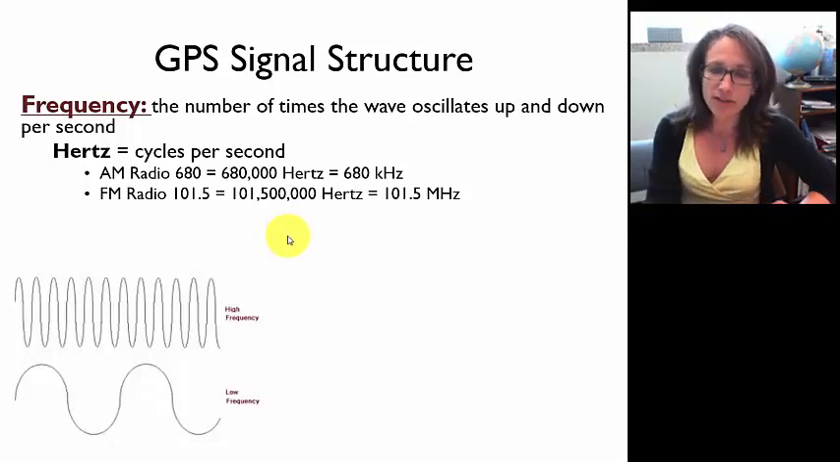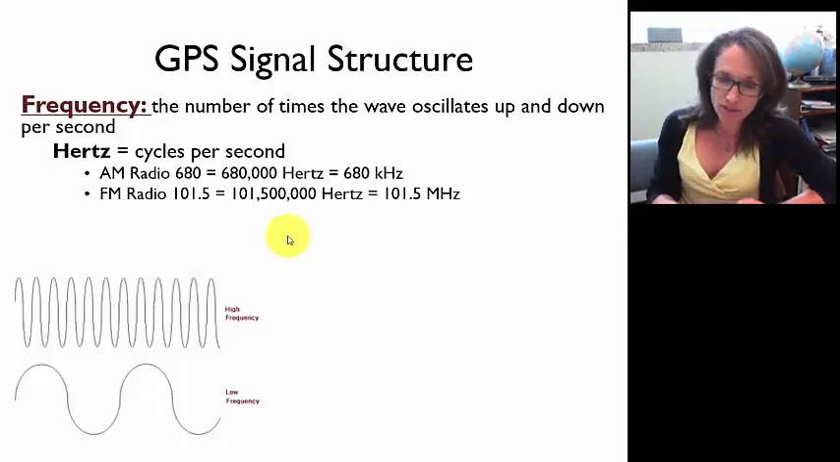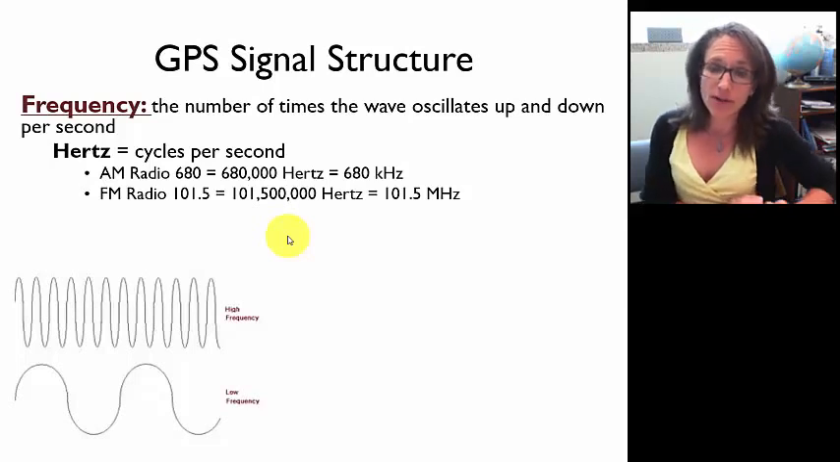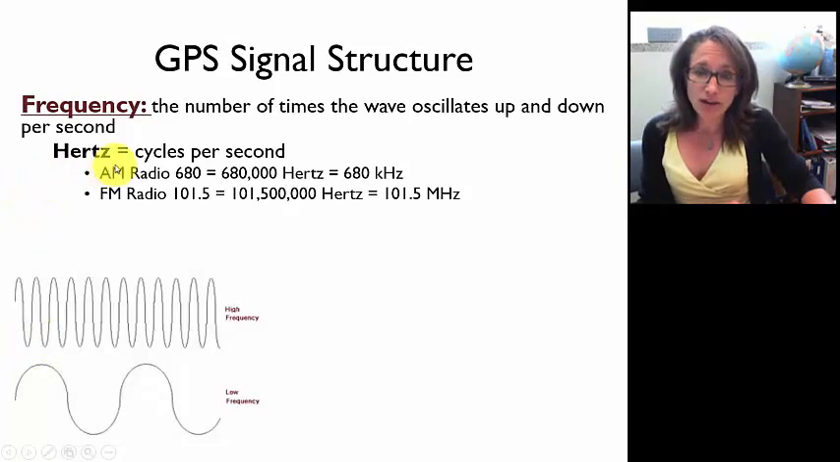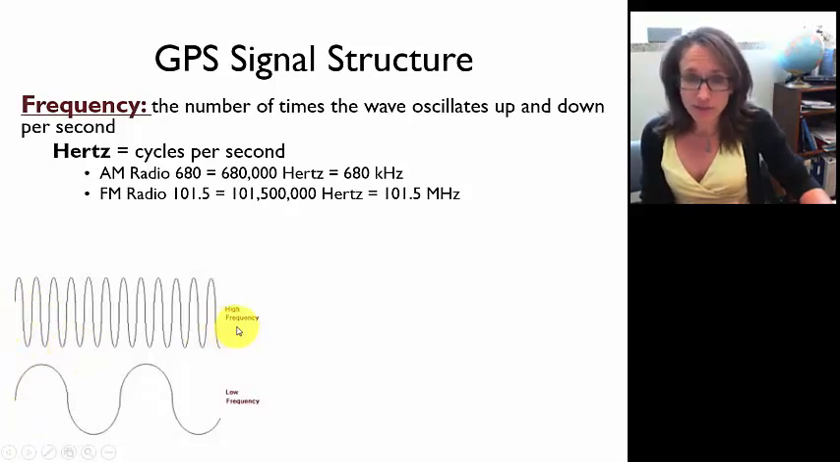One of the characteristics of waves that's really important, that we use to distinguish different types of electromagnetic waves, is the frequency of the wave, which is how many times the wave oscillates up and down per second. Each up and down is one cycle. We describe frequency using the units of hertz, which is cycles per second. If a wave is a high frequency wave, we have lots of ups and downs per second. A low frequency wave has fewer cycles per second.